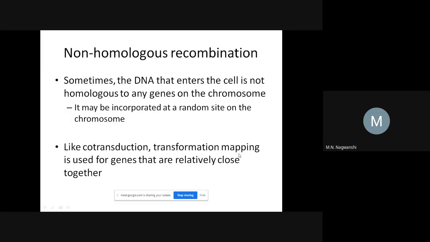Like transduction, transformation mapping is used for genes that are relatively close together. It is just like transduction, where transformation mapping is used for genes that are relatively close together, meaning the sequence of genes which are very close to the desired DNA fragment, or the foreign DNA fragment that we wish to incorporate in the bacterial chromosome or genome.